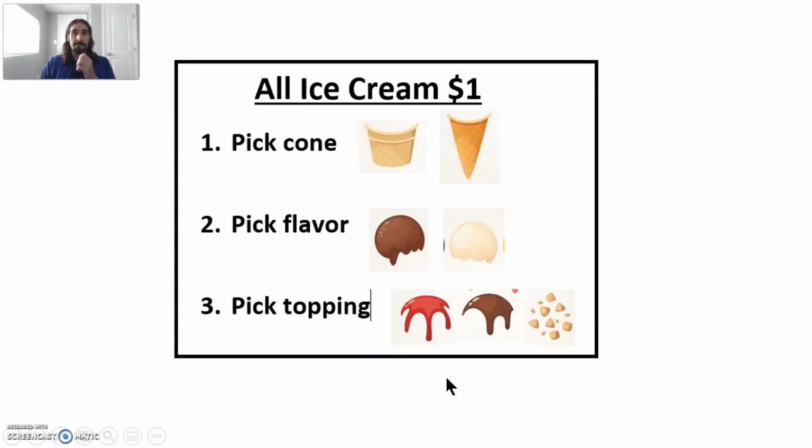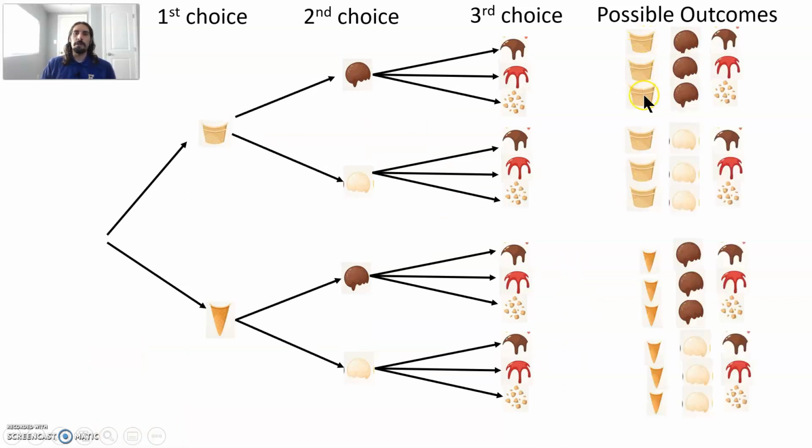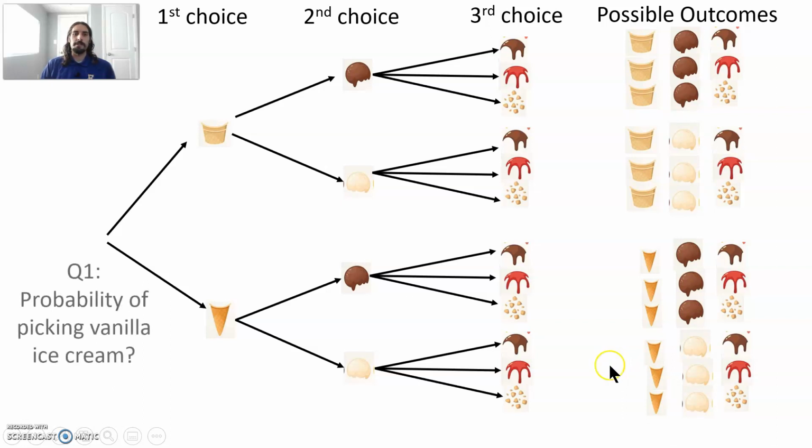So, in the last video, we had this ice cream menu where we had to pick a cone, a cup style cone or a pointy cone. We had to pick a flavor, chocolate or vanilla for the ice cream, and we had to pick a topping: strawberry sauce, chocolate sauce, or peanuts. From that, we were able to make the following tree diagram, and from that tree diagram, we ended up with 12 possible outcomes. Now we're going to use this to answer some probability questions.